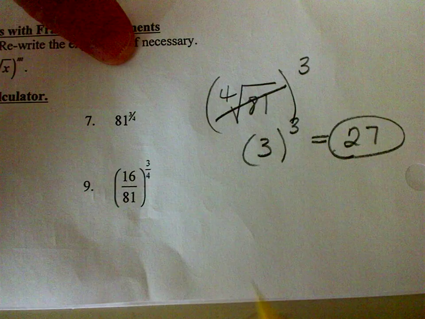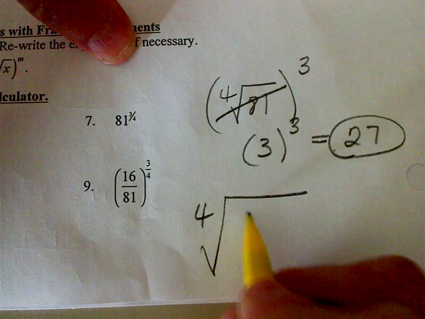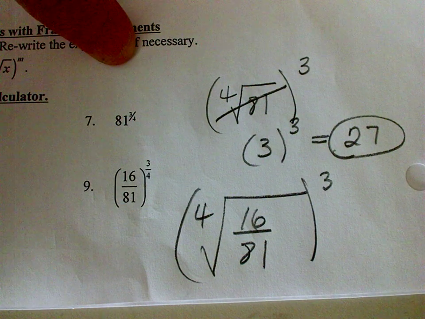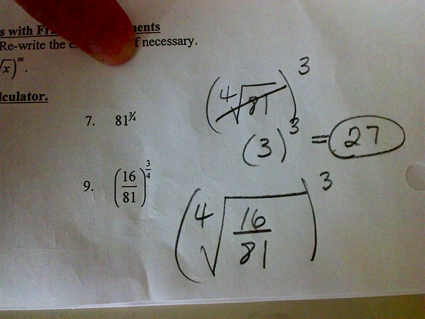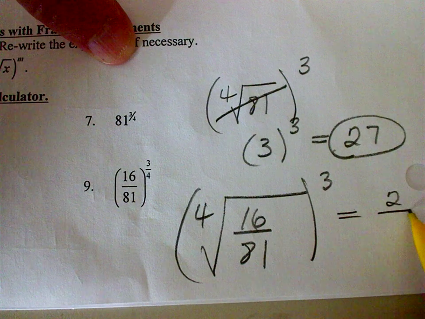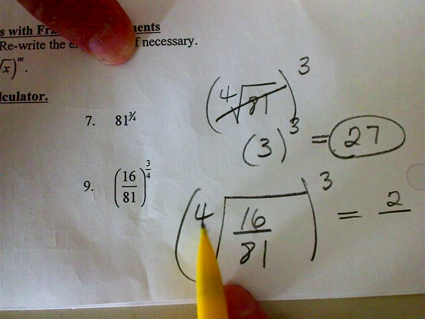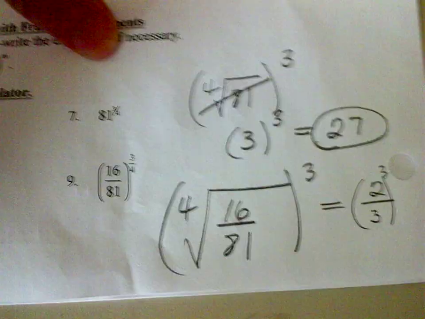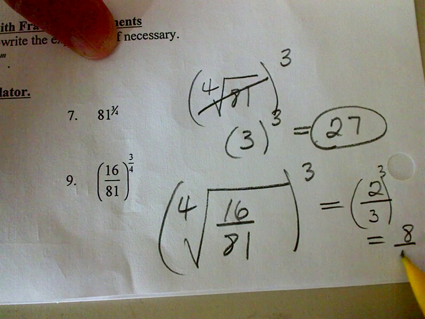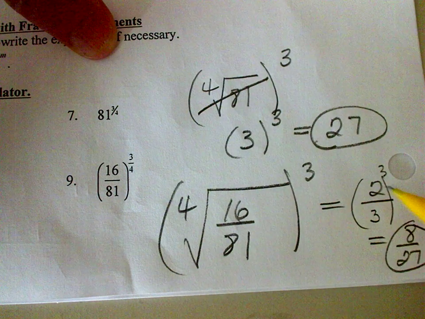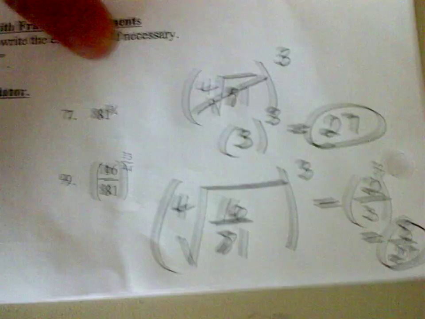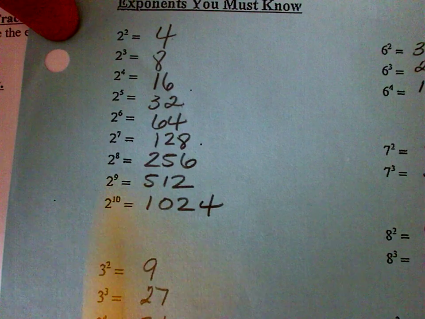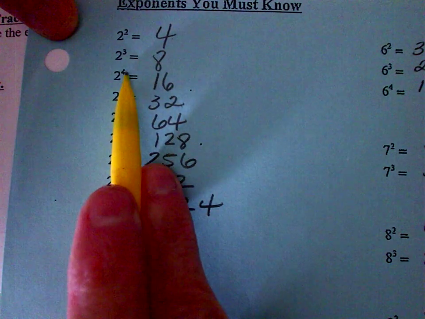Okay, number 9, first I'm going to rewrite it. So I got the 4th root of 16 over 81, and then I'm going to cube all of that. So I'm trying to figure out what number to the 4th power is 16. That is 2. And then we already figured this one out from above. This is going to be 3. And I'm going to cube that. So 2 cubed is 8, and 3 cubed is 27. You have to make sure you cube both the numerator and the denominator. So again, the way I got 2 is I wanted to see what number to the 4th power is 16. Here we go, 2 to the 4th power is 16.